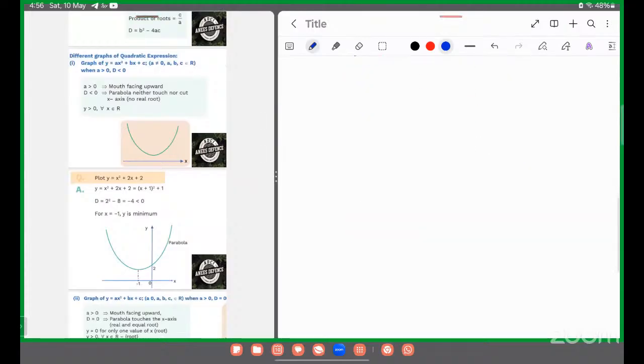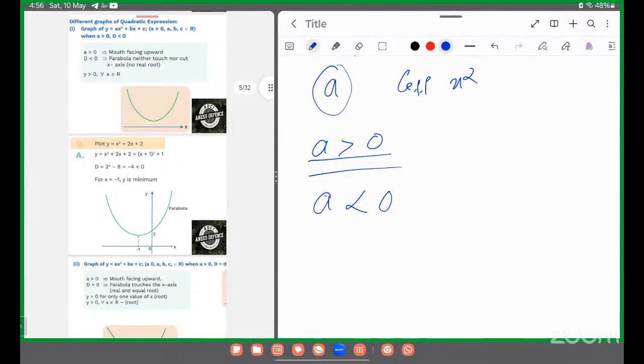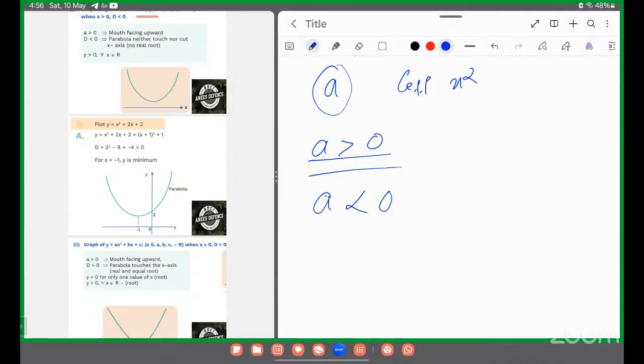But how do we find out whether the mouth of the curve is facing upward or downward? We have to analyze the value of a, the coefficient of x square. If the coefficient of x square, that means a, is greater than 0, the curve will be facing upward. If a is less than 0, then the mouth of the curve will be facing downward.